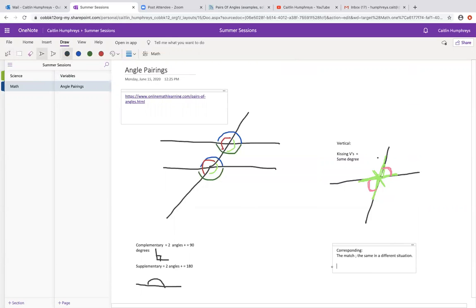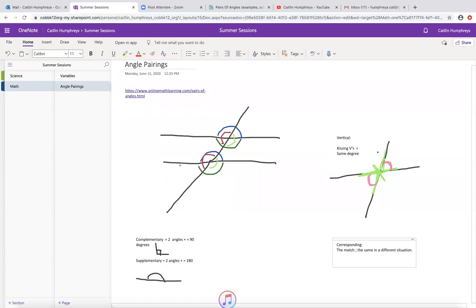So again, let's draw our favorite model. We love it so much. Oh, I don't like that, in fact. How do we go down? Ms. Humphreys doesn't know. There we go. Draw, try again.